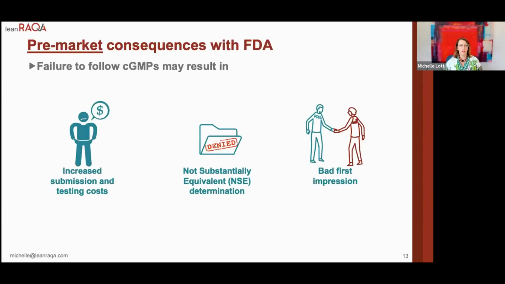So pre-market consequences with the FDA if you fail to follow the GMPs and be compliant with either the QSR or QMSR is that you could have increased submission testing and cost and delay to your submission, up to even being considered not substantially equivalent, because you can make bad decisions in testing and acceptance criteria that lead to you having to redo testing, and then the FDA might still not be happy with it. And then worst of all, you have a bad first impression with the FDA.